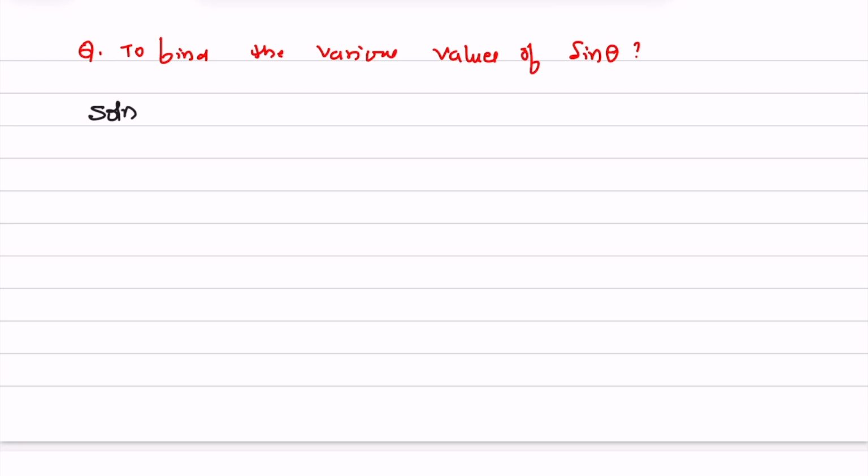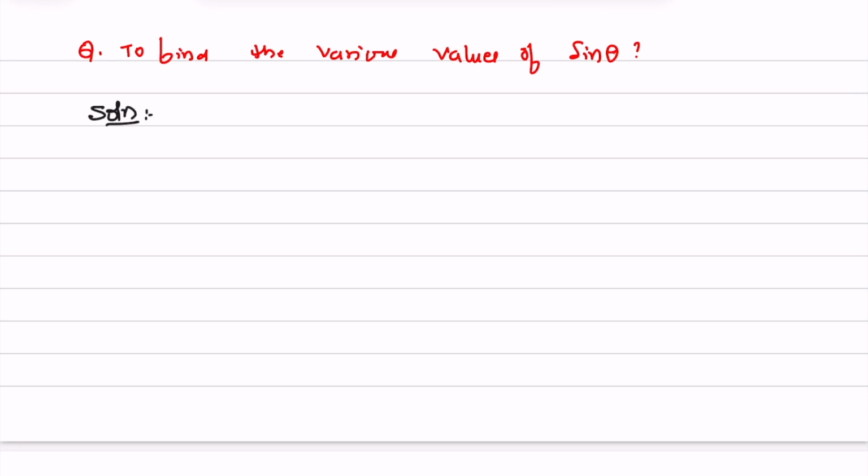Now, what is the question? The question is to find the various values of sine theta for different theta values. I will be discussing important theta values and we will be doing the solution for the problem. What is the solution?